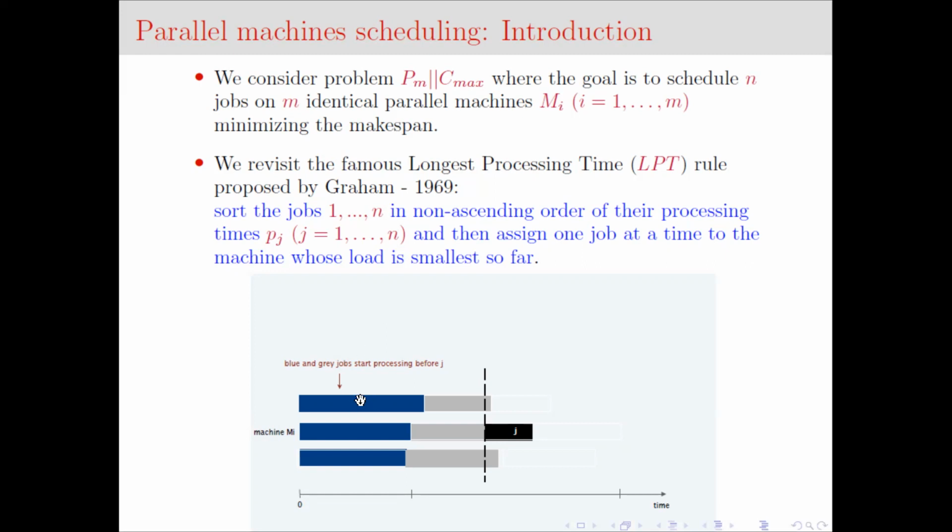So what we do here, we start with the blue jobs. As you see, they are decreasing, going from top to bottom. The gray jobs are decreasing from bottom to top. And then there is the black job, which is the smallest job. We place the first blue job, then the second blue job, and then the third blue job on the 3 machines, whatever the order, we don't care. But then when we start with the first gray job, we assign it to the machine whose load is smallest so far, so the machine which is below, and so on.